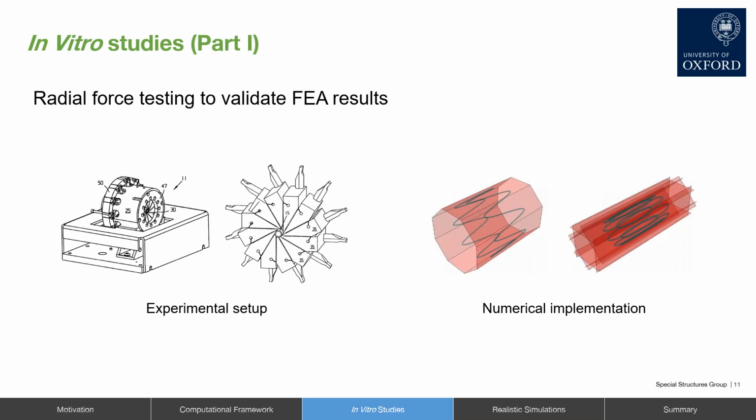Now, in the first instance, what we need to do is validate our FEA results. And to do this, we take an experimental setup which we can easily and faithfully reproduce in a virtual environment. And those who are familiar with stents and stent grafts will probably know about radial force testing. And that's what we're doing here.